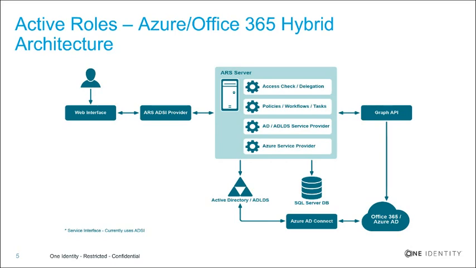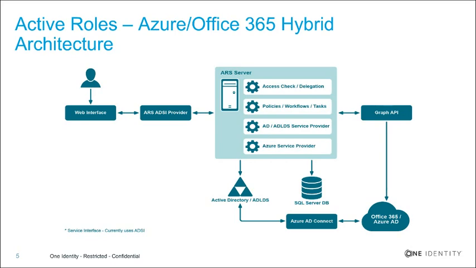That web interface talks to the Active Roles ADC provider, which in turn talks to Active Roles Server. And then Active Roles Server manages the connections to whatever we need to go to, whether it's into the Active Directory or whether it's through the Graph API into Azure AD.